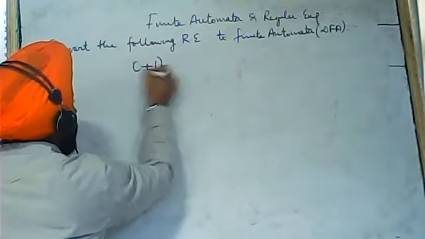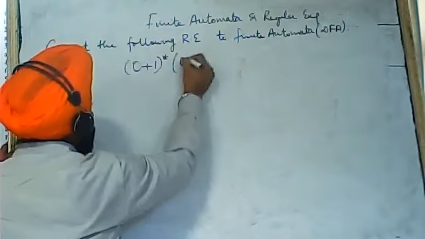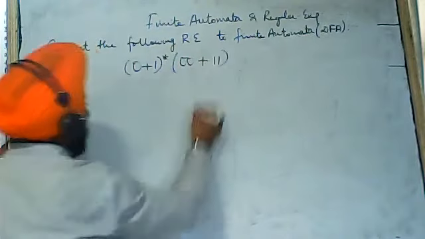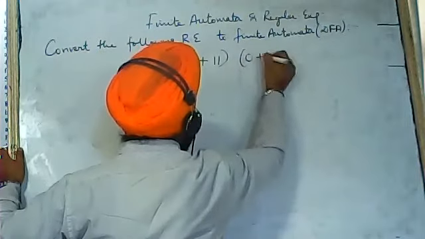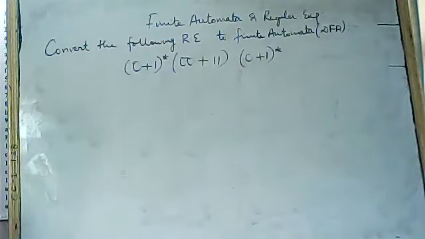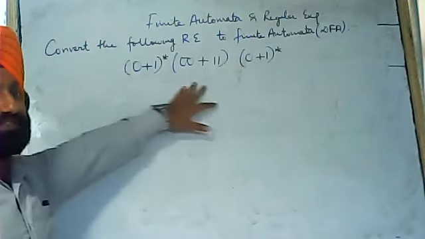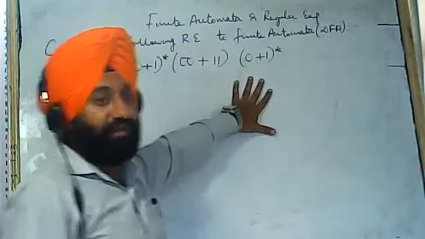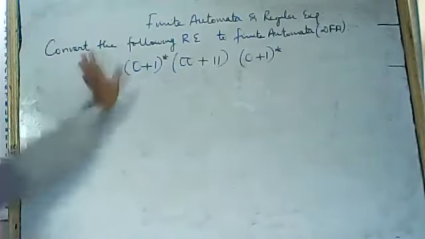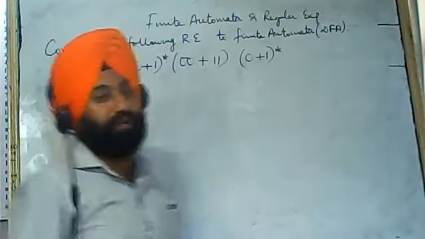(0+1)*(00+11)(0+1)*. So this is the expression which is given to you: 0 plus 1 whole star, 0 0 plus 1 1, 0 plus 1 whole star. You will have to draw the finite automata, right?